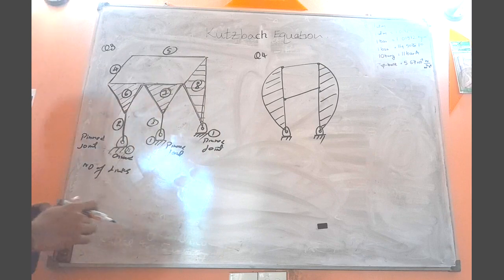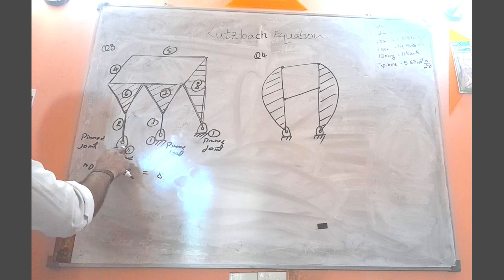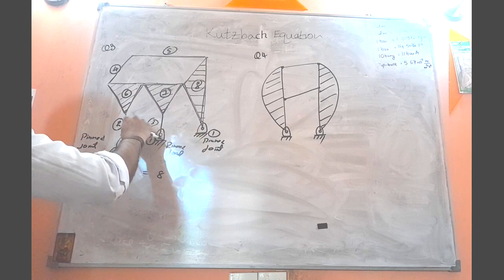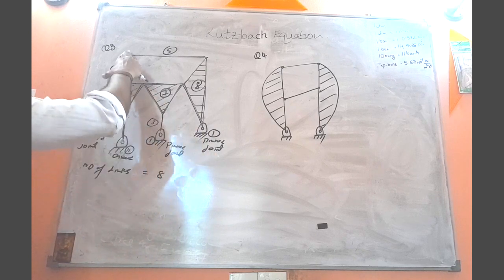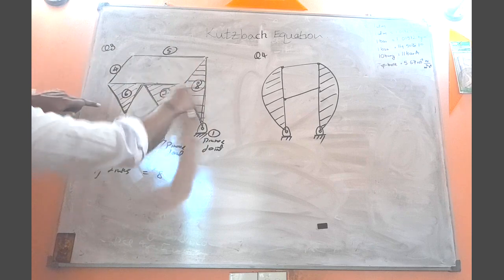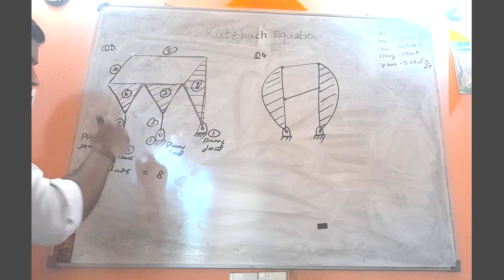So how many members do we have? We have 8 members: member number 1, then 2, 3, 4, 5, 6, 7, 8. So how many links? 8.